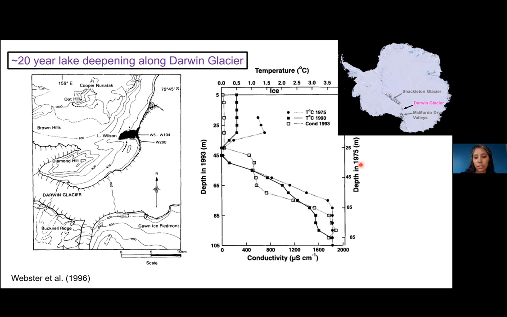So in 1975, the lake was about 85 meters deep. But then in 1993, about 20 years later, we actually have a deepening of the lake of 20 meters. So this is a pretty large change in lake depth. And if you look at this graph, the temperature of the lake has actually changed as well. It's gotten warmer.